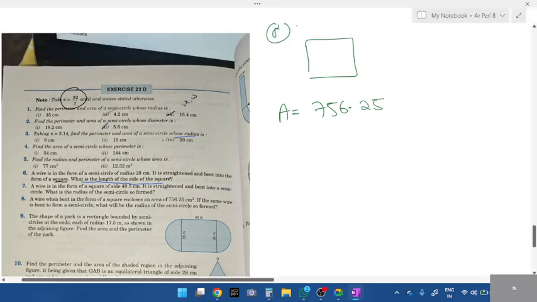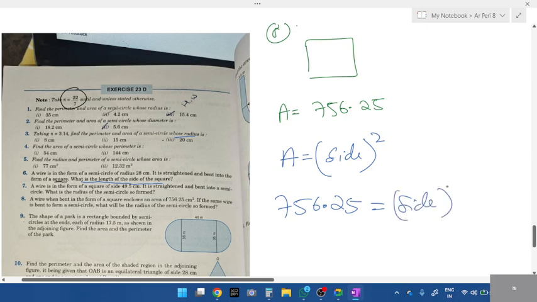Can you tell me the area formula? If area is given, use the area formula. What is the area of a square formula? Area of a square is side square. Very good. Oh, very lengthy question. They might not give it to all the students. They will not give this, but still I'll explain. See, side square is given. In place of area, I have to write 756.25 is equal to side square.